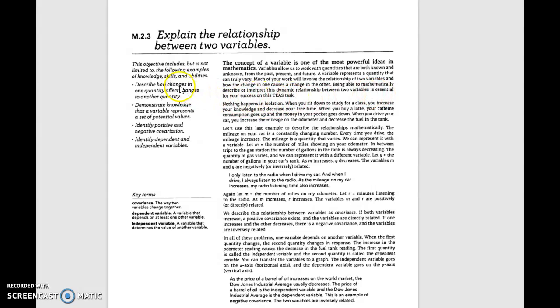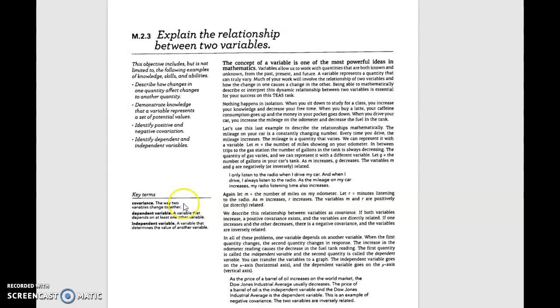So as we've done in the past, we're going to look at our objectives first to make sure we understand those. We're going to describe how changes in one quantity affect changes to another quantity. You've seen a little bit of this when you did the graphing in section 2.1. We're going to demonstrate knowledge that a variable represents a set of potential values. You saw this in section 2.2. This is the new stuff, the stuff we haven't talked about before. We're going to identify positive and negative covariance. We're going to identify dependent and independent variables.